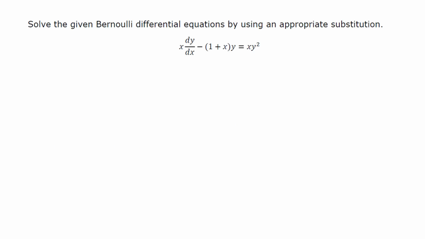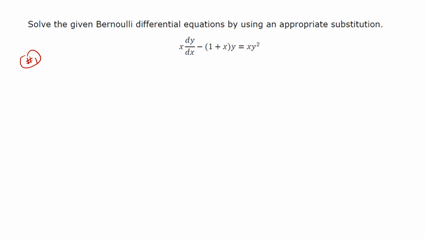Okay. All right, let's do a problem together. So here we are asked to solve the given Bernoulli differential equation by using an appropriate substitution. So our equation is x times dy over dx minus 1 plus x times y equals x y squared. Okay, so in step number 1, we want to identify this equation as a Bernoulli equation and determine n.